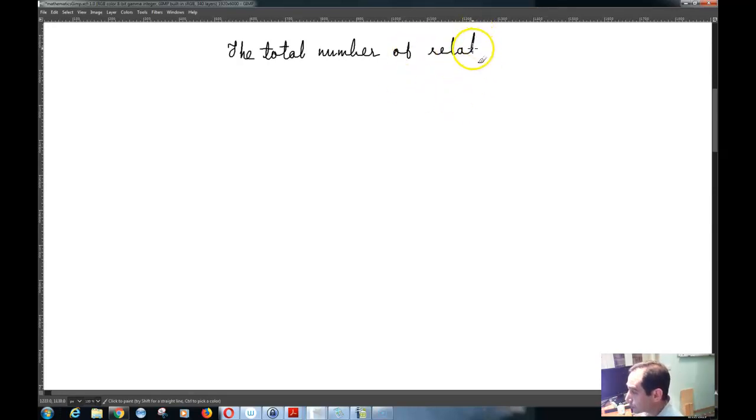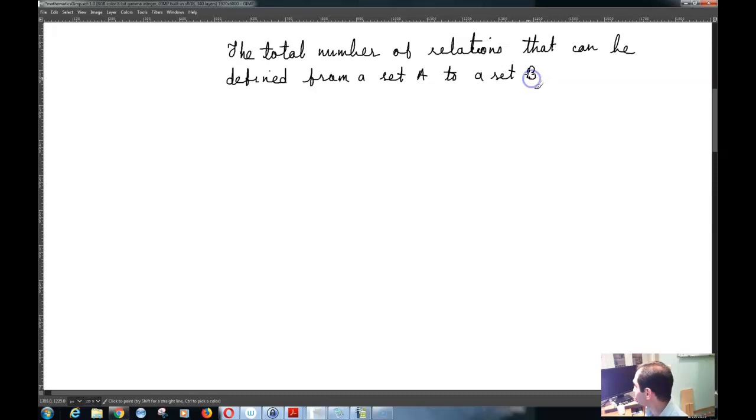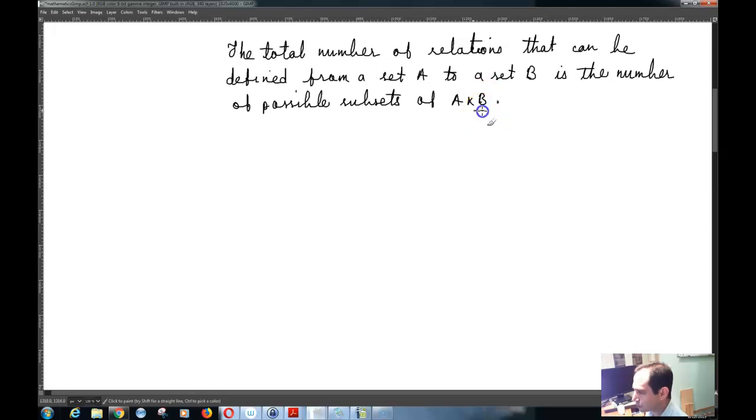The total number of relations that can be defined from a set A to a set B is the number of possible subsets of A times B, which is basically the Cartesian product of A and B, as you know.